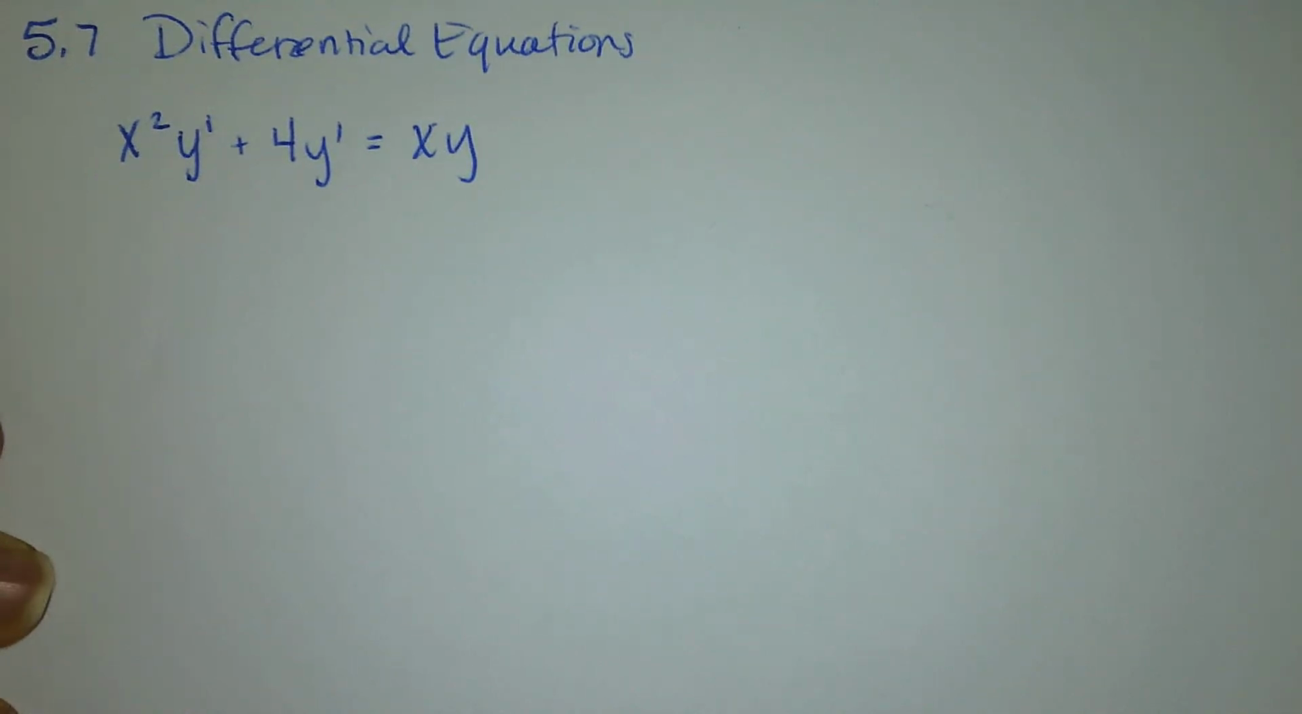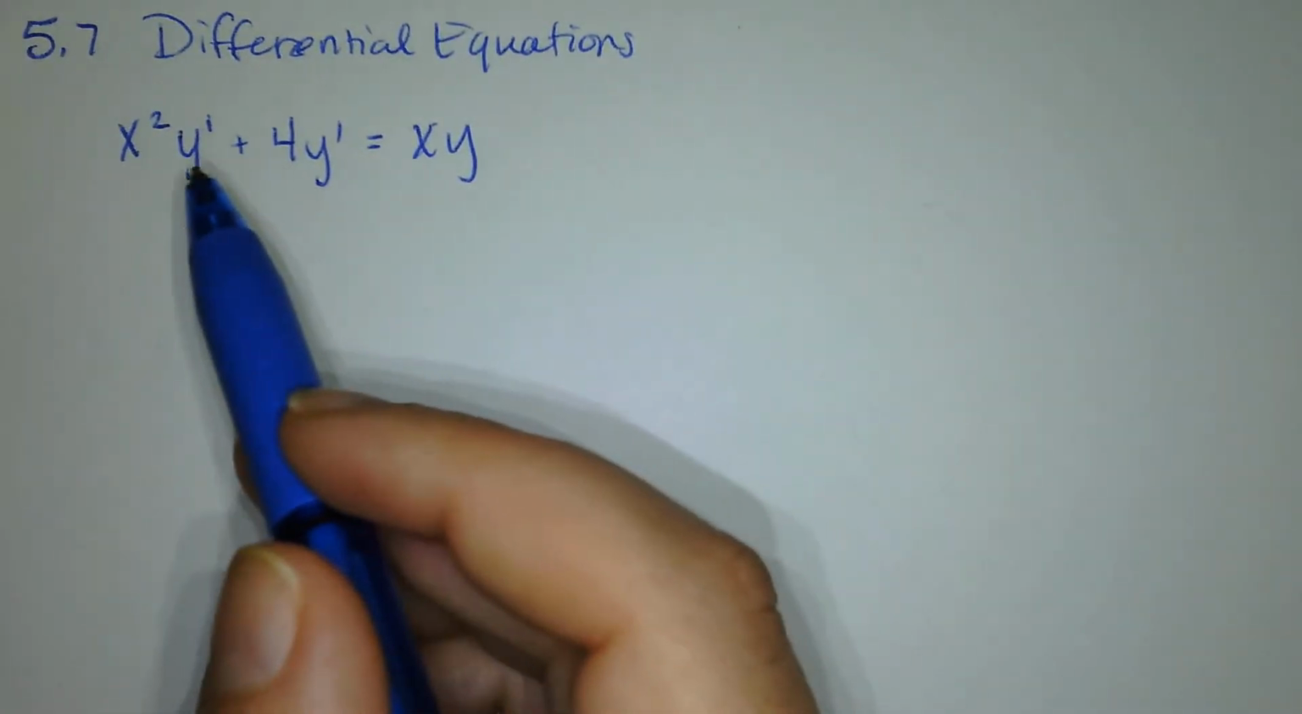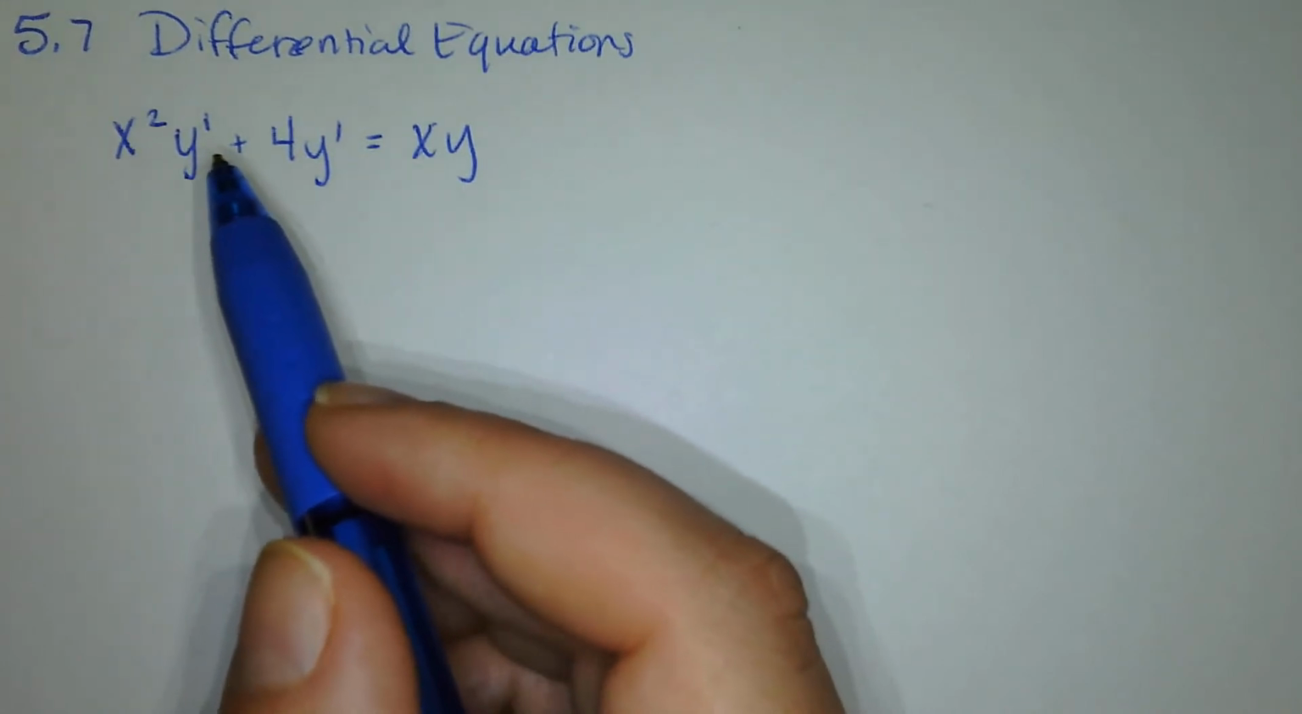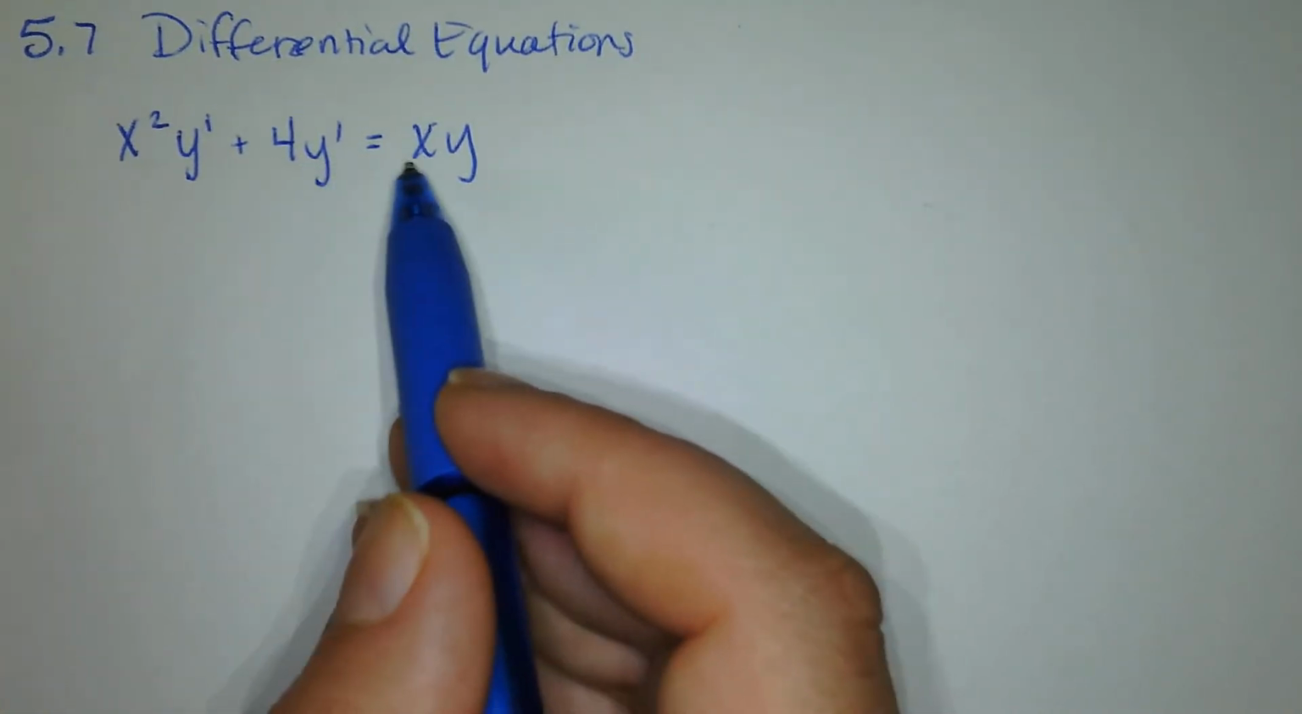Okay, so we're going to look at some different types of differential equations. They're going to get a little bit more complex, but nothing that's completely crazy. So we have x squared, that's not y1, that's y prime, plus 4y prime equals xy.